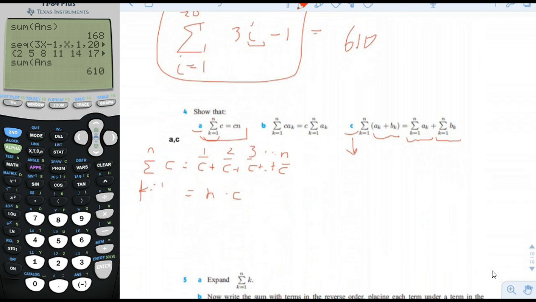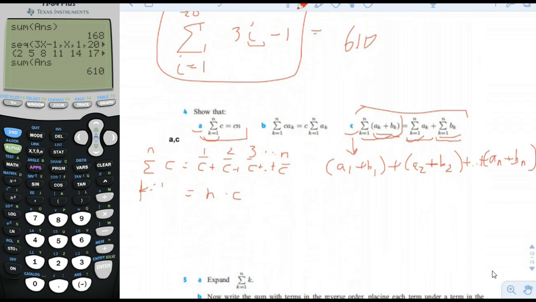Now C, they want us to show the other property, where if you have the sum of two terms added together, it's the same as the separate summations of each of the terms. So we could just show this by rearranging the expansion of this. So let's expand this, and that will expand to a1 plus b1 plus a2 plus b2 plus a3 plus b3, etc., all the way to a sub n plus b sub n, right? And that would be all the additions together.